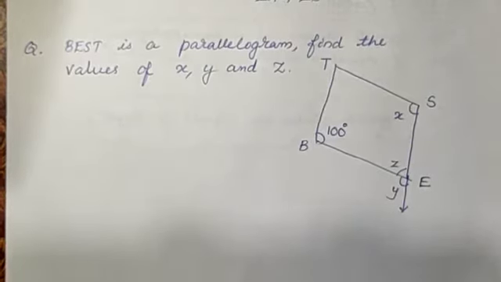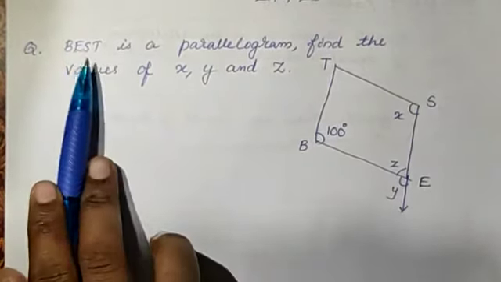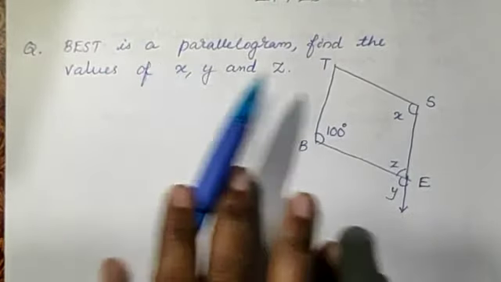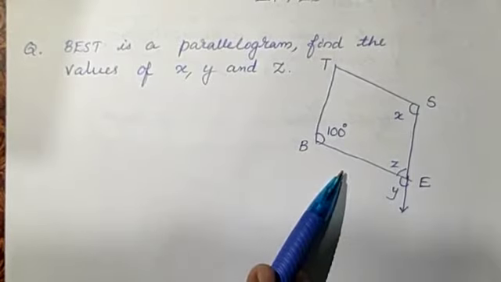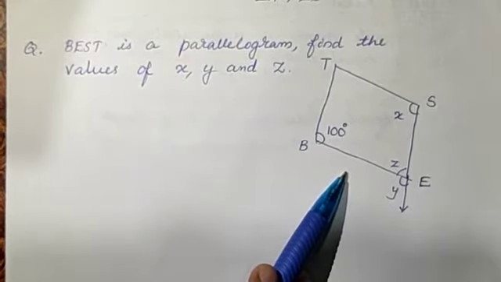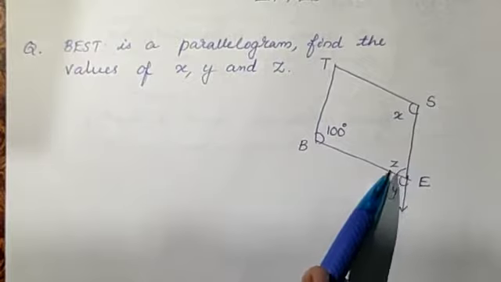Now, see this question. BEST is a parallelogram. Find the values of X, Y and Z. See, this is a parallelogram. We have to find the values of X, Y, Z.